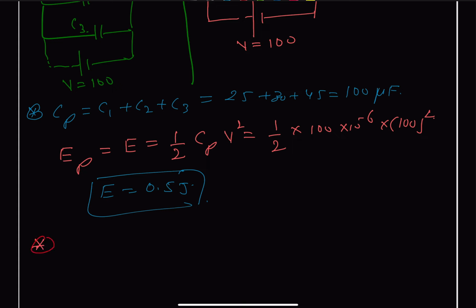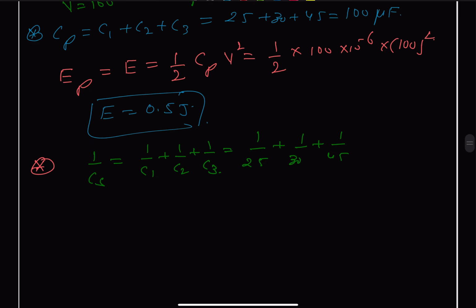So we can say for series it has to be 1 upon Cs. 1 upon Cs is equal to 1 upon C1 plus 1 upon C2 plus 1 upon C3, which gives us 1 upon 25 plus 1 upon 30 plus 1 upon 45. And the Cs will be approximately equal to 10.47 microfarad.